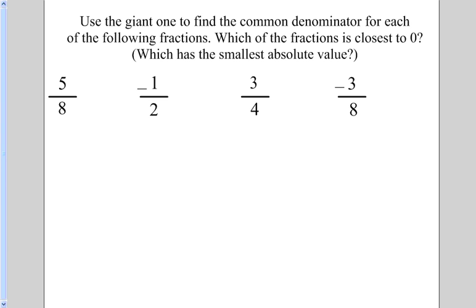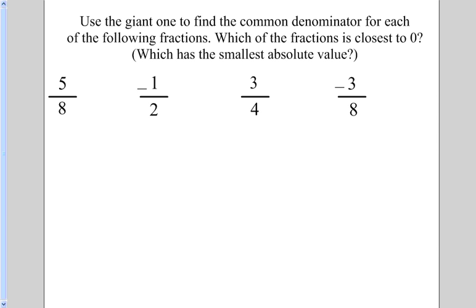This problem asks us to use the giant 1 to find the common denominator for each of the following fractions. And then, once we've done that, we can find the answer to the next questions. Which of the fractions is closest to 0, or which has the smallest absolute value?